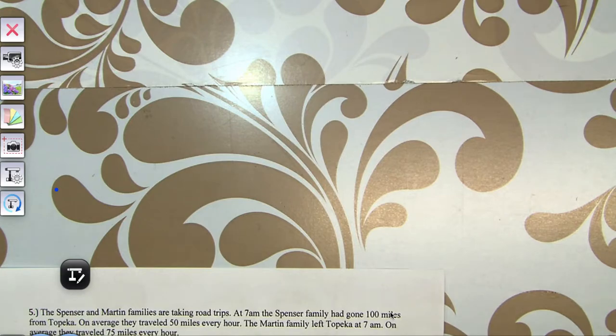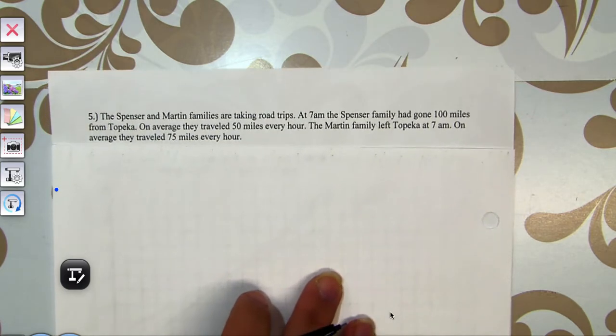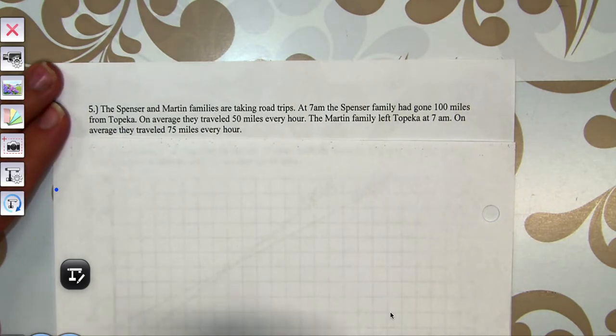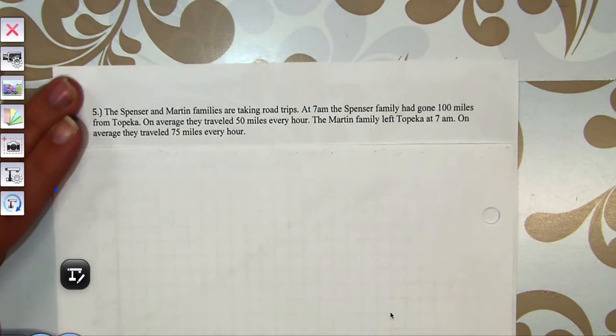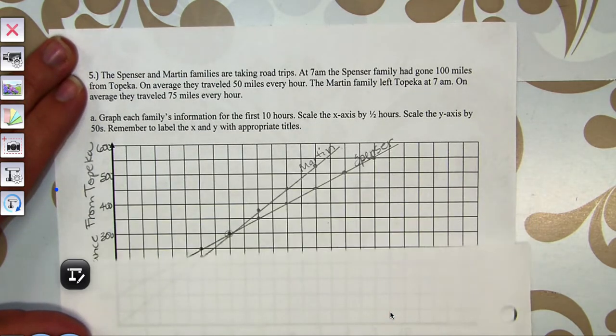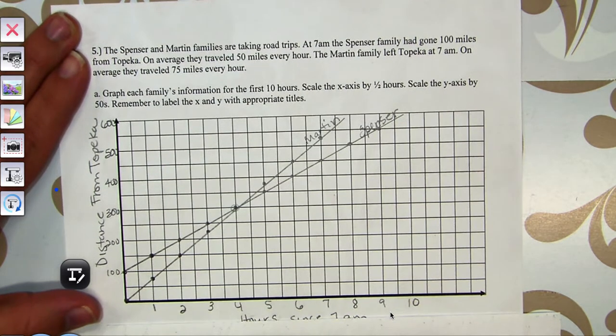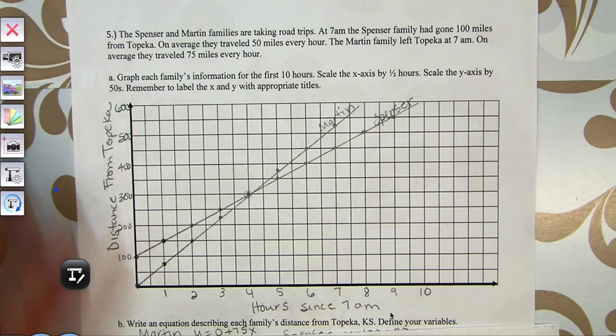Question 5, it was okay if you didn't have graph paper at home to complete the graph, but if you had graph paper, hopefully you were able to make an appropriate graph here. So I have to look at my details for the Spencer family and the Martin family. Looking at your graph, this is what you should have created, and you should have labeled the x and the y axis.